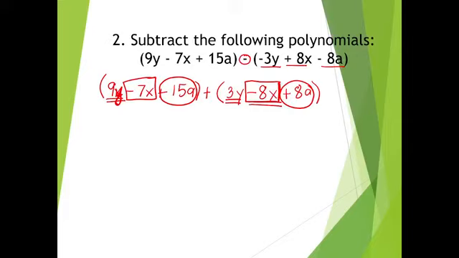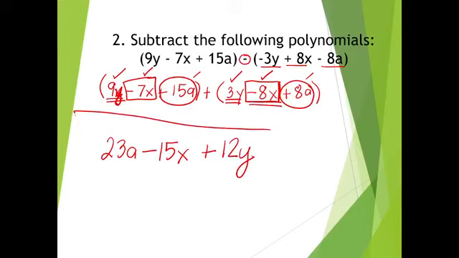Yes, A. We start with A. How much is 15 or 8? All positive. Next, variable x. How much is negative 7x or negative 8x? Okay, what sign? Very good. Negative 15x. Lastly, how much is positive 9y or positive 3y? 12. Plus 12y. That is the answer to our example number 2.